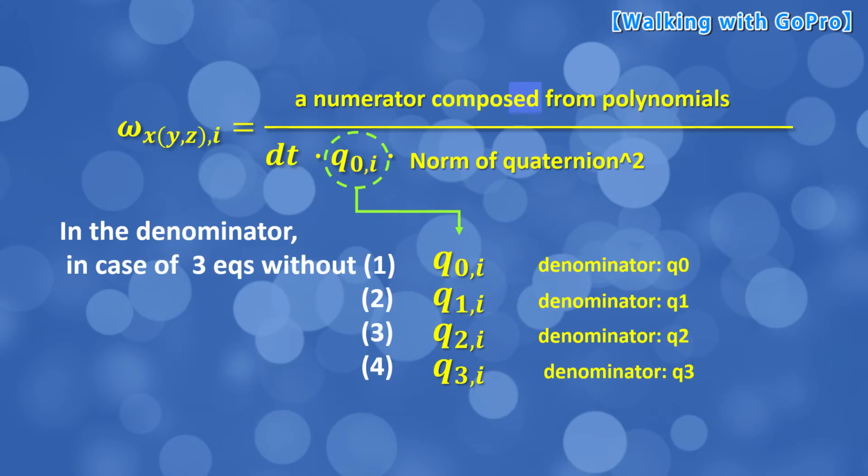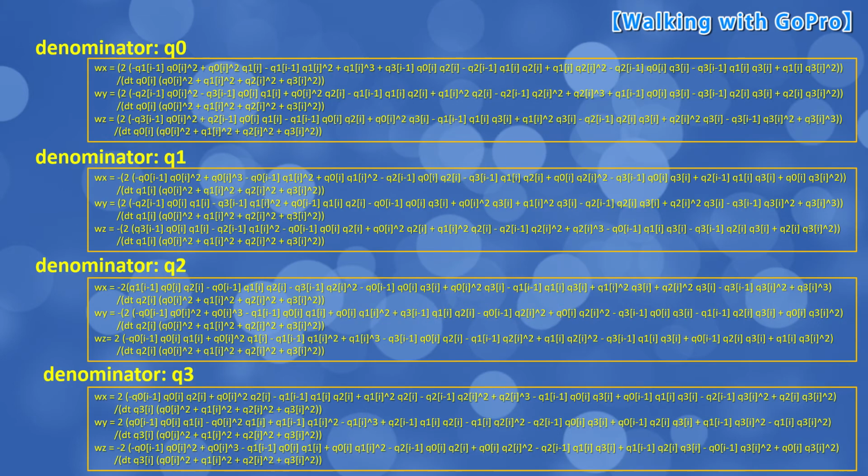However, depending on which of the 3 equations you select, the angular velocity expression will be different, and the quaternion element in the denominator will change, as you can see. In order to identify the cases, I name them according to the quaternion of the denominator, such as denominator Q0. As you can see, the expression for the actual angular velocity is a huge number of polynomials. I dared to list the formulas for comparison with the calculation of the quaternion operation that will appear later.